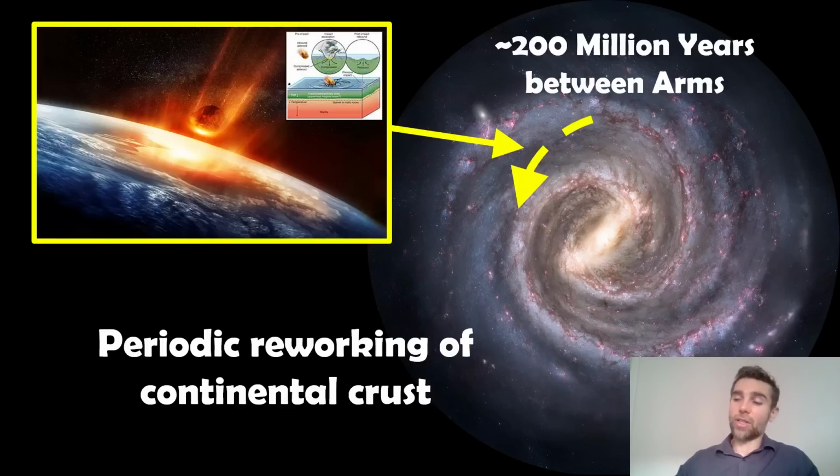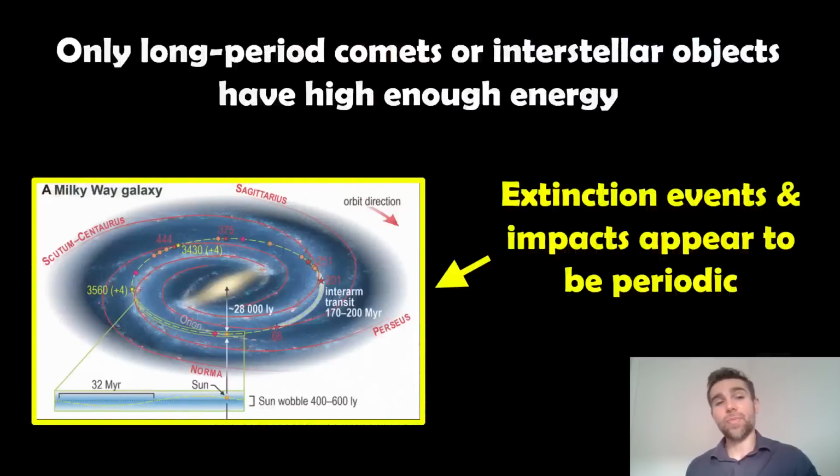You get a flux of comets going into the inner part. They have the potential then to impact the inner planets. So in this kind of scenario here, only the long period comets or interstellar objects, these are objects that are not from in our solar system, only those have enough energy to really do this crystal reworking.